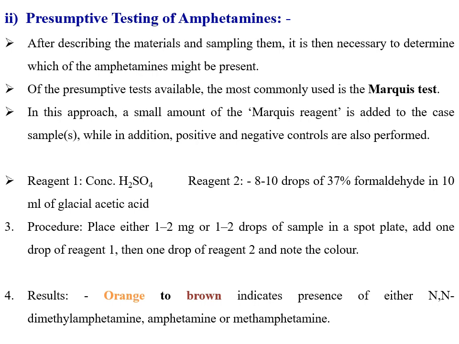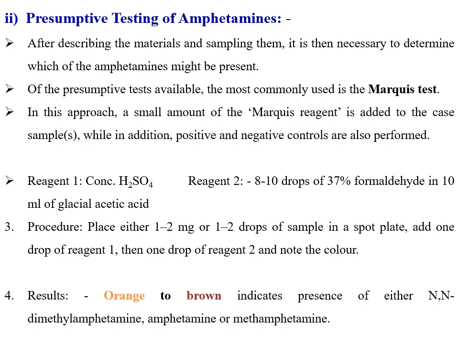One of the tests generally used for the identification of amphetamine is the Marquis test. In this, a small amount of Marquis reagent is added to the sample along with the positive and the negative control. The Marquis test includes two reagents. The first reagent is concentrated sulfuric acid and the second reagent is 8 to 10 drops of 37% formaldehyde in 10 ml of glacial acetic acid.